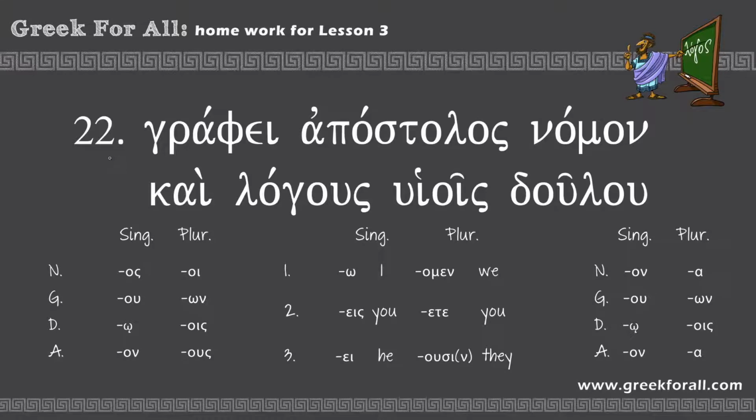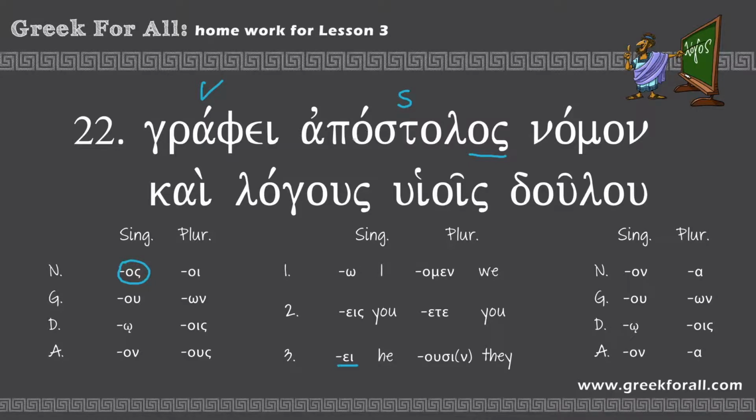And our final example is number 22. Let us read it. Graphei apostolos nomon kai logus huiois doulo. So we will need to find our subject first, and it should be in the nominative case. So we're looking for the nominative case endings. The word graphei is our verb. And then the next one is apostolos. It has the ending os, which tells us that this is the nominative singular, which is our subject, an apostle. An apostle, graphei. Graphei is the third person singular, writes.